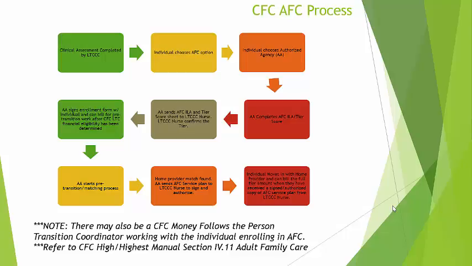If it's an individual who's already enrolled in Choices for Care, then you can just go ahead and start billing for the pre-transition work once you have signed that enrollment form with the individual. And as it stands right now, and this may be subject to change, the policy states that you can bill up to 60 days from the date that you sign the enrollment form with the individual who's choosing the AFC option. So then the authorized agency starts the pre-transition and matching process.